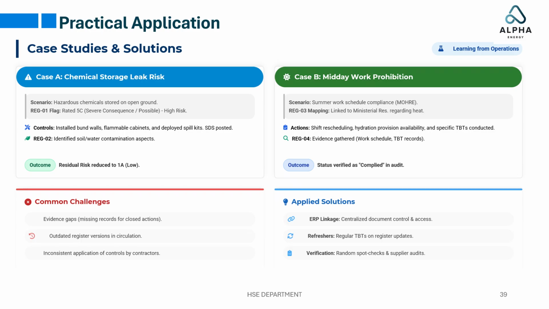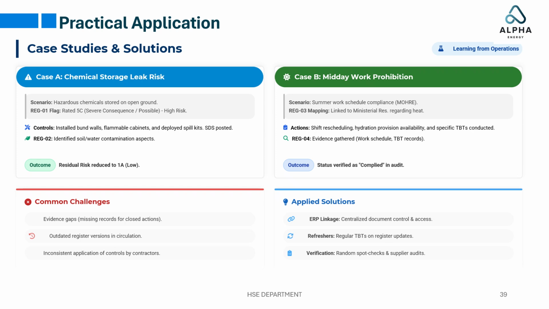The slide also highlights common challenges, including missing evidence for closed actions, outdated register versions circulating within departments, and inconsistent application of controls by contractors. To address these challenges, several solutions were applied.